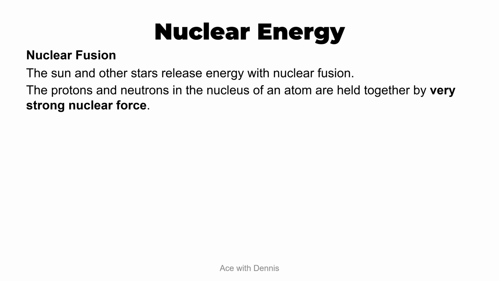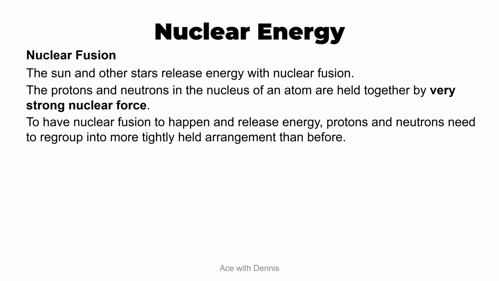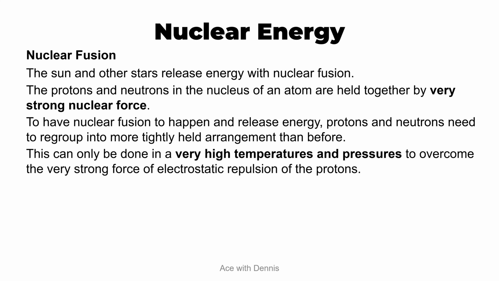The protons and neutrons in the nucleus of an atom are held together by the very strong nuclear force. For nuclear fusion to happen and release energy, protons and neutrons need to regroup into a more tightly held arrangement than before. This can only be done at very high temperatures and pressures to overcome the very strong force of electrostatic repulsion of the protons.